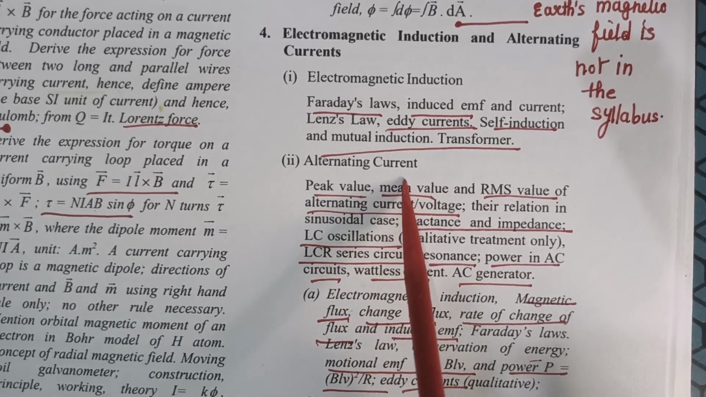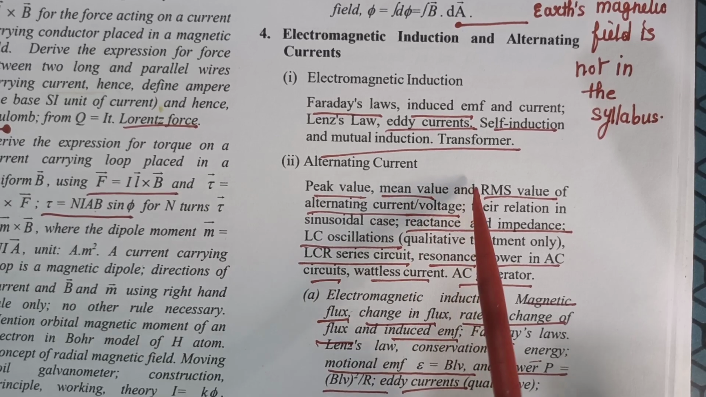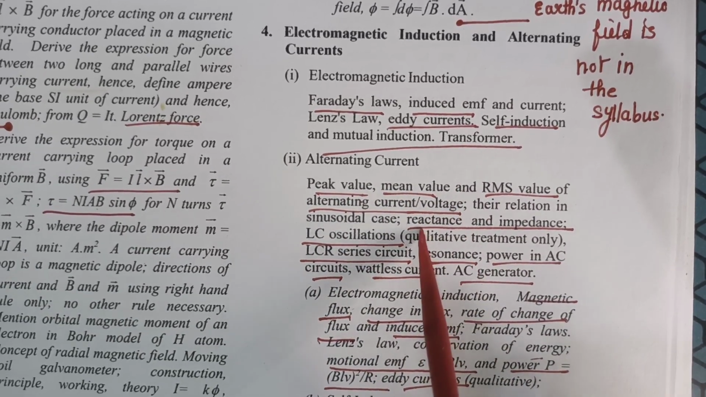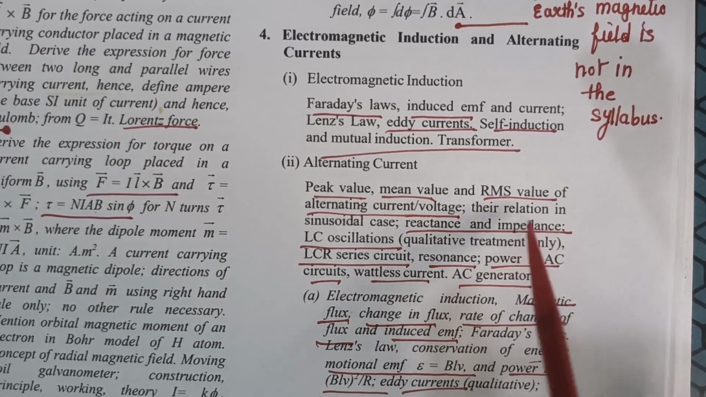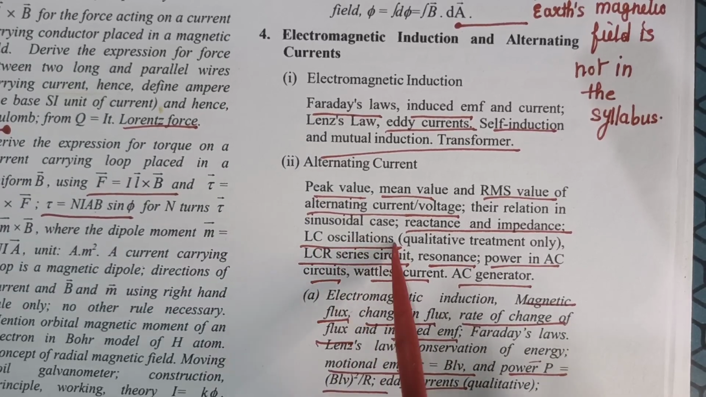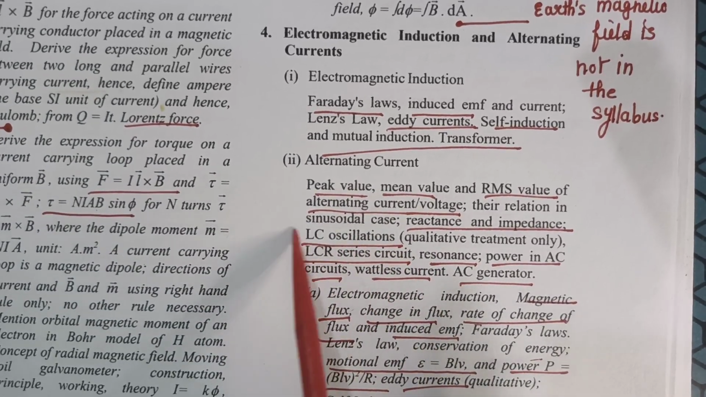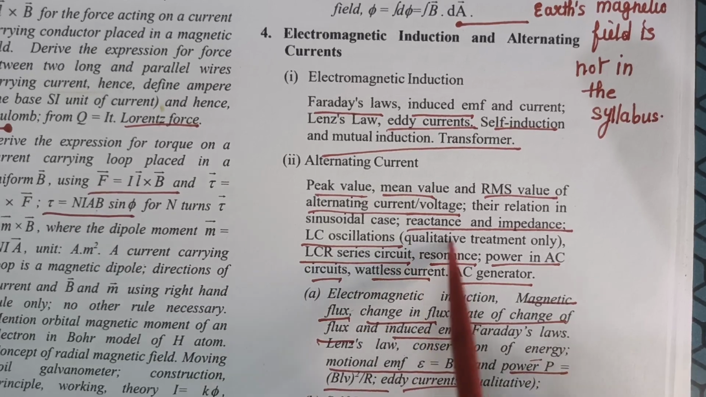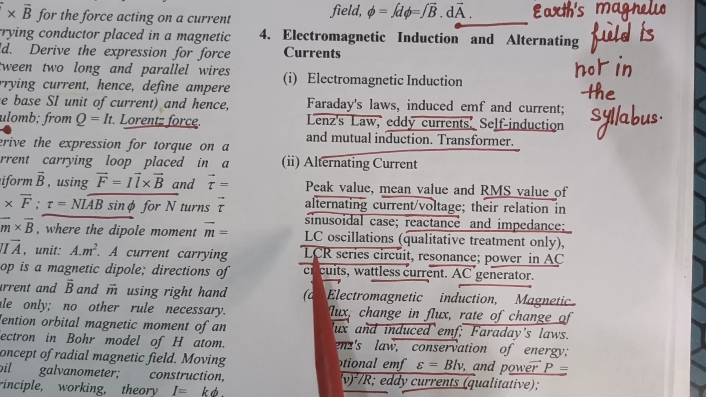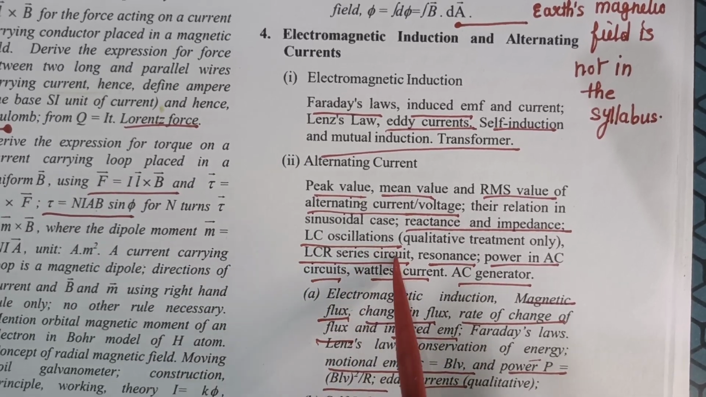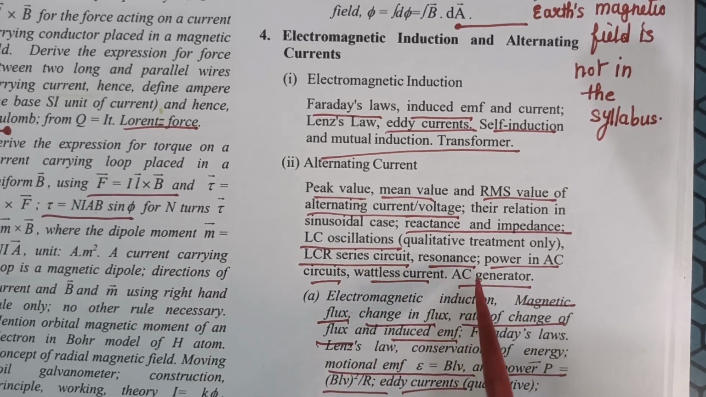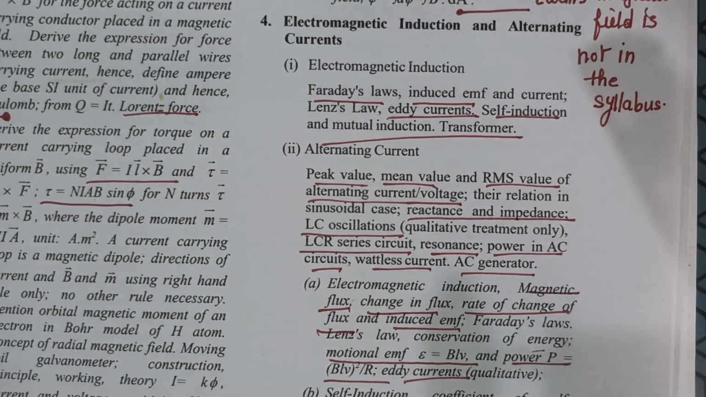Then in alternating current, what is peak value, what is average value, and what is root mean square value of alternating current or voltage. Along with it, what is reactance and impedance in AC applied circuits. LC oscillations, only introduction or explanation is required, and only qualitative treatment. And then the LCR series circuit is very, very important. One question is always there in the paper from this topic, and in this, what is resonance, what is power consumed in an AC LCR circuit, what is wattless current, and then the AC generator is in the syllabus.